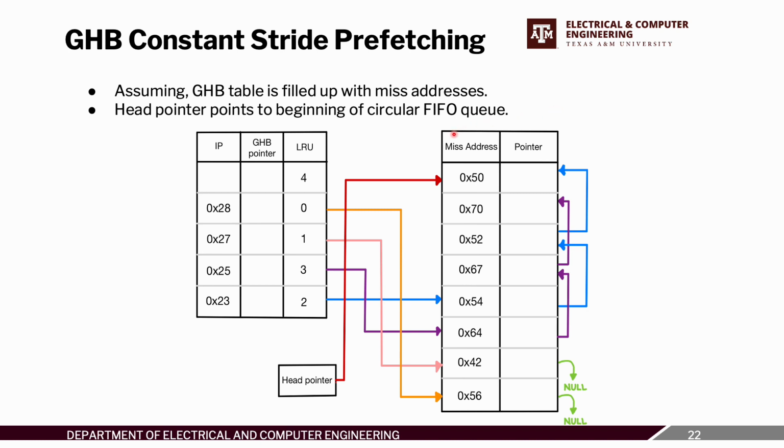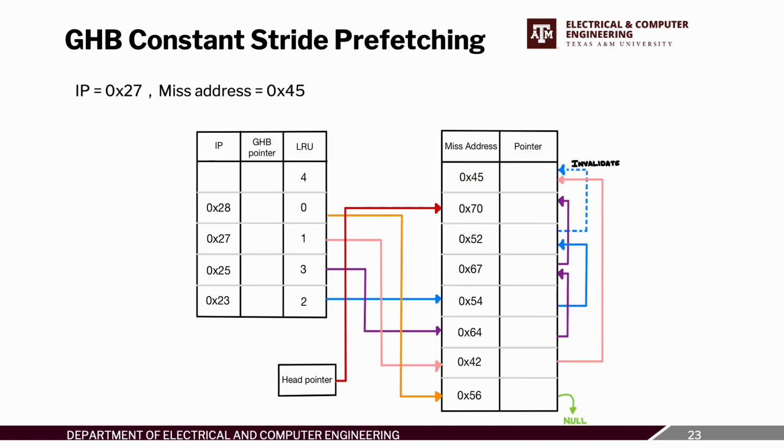As the prefetches keep going, we may get a case where the entire GHB buffer is filled up with links from the index table to the GHB buffer misaddresses. And the head pointer goes and points to the beginning of the GHB because it's a circular FIFO. Now let's say an IP 0x27 has a misaddress. This misaddress will have to be entered into the first entry of the GHB where the head pointer was pointing to. But now this misaddress corresponds to the IP 0x27, which is the link shown in pink.